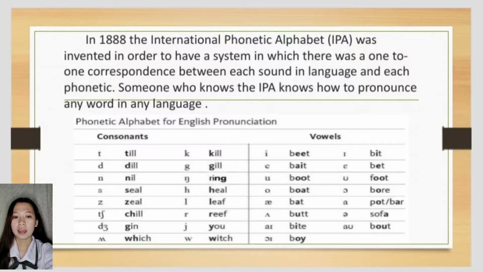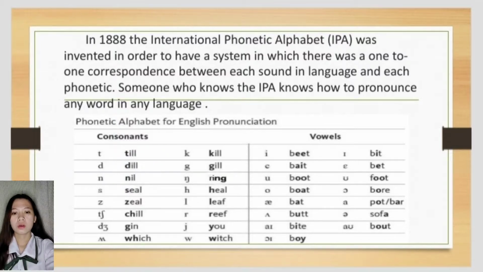In 1888, the International Phonetic Alphabet or IPA was invented in order to have a system in which there was a one-to-one correspondence between each sound in language and each phonetic symbol. Someone who knows the IPA knows how to pronounce any word in any language. So as you can see, this table represents the phonetic alphabet for English pronunciation with different symbols that correspond to the proper sounds that we are going to use for each word.